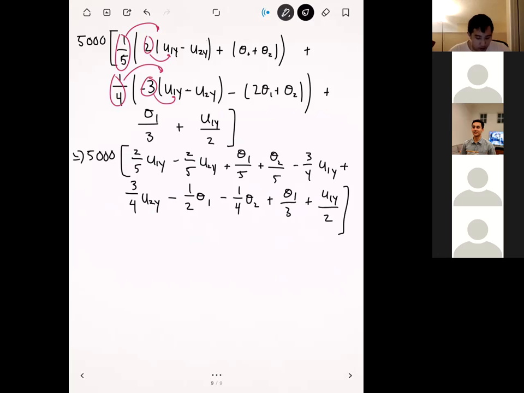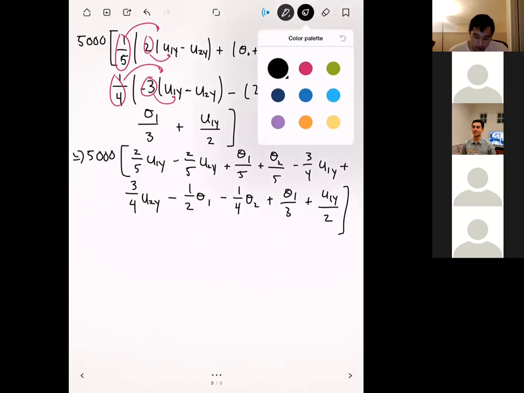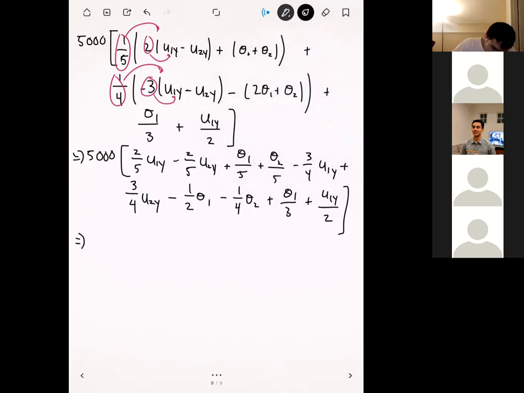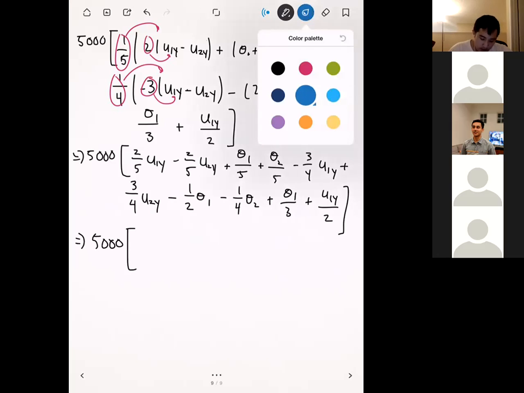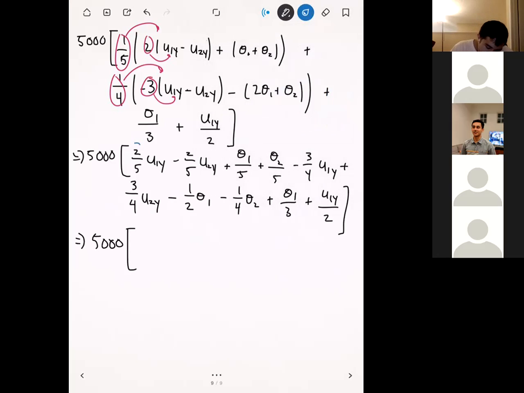Now that we have everything distributed through, we can group all the like terms together. Next step, we're going to bring our 5,000 down, and then I'm going to start grouping the terms. Let's start with the u1y's. Let me go ahead and circle all of those. First we have a 2/5, then we have a minus 3/4, and then we have a plus 1/2 here.